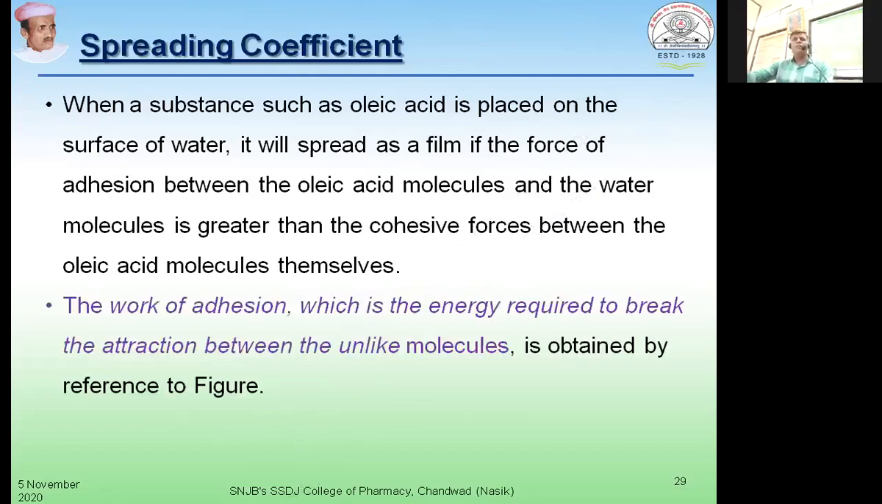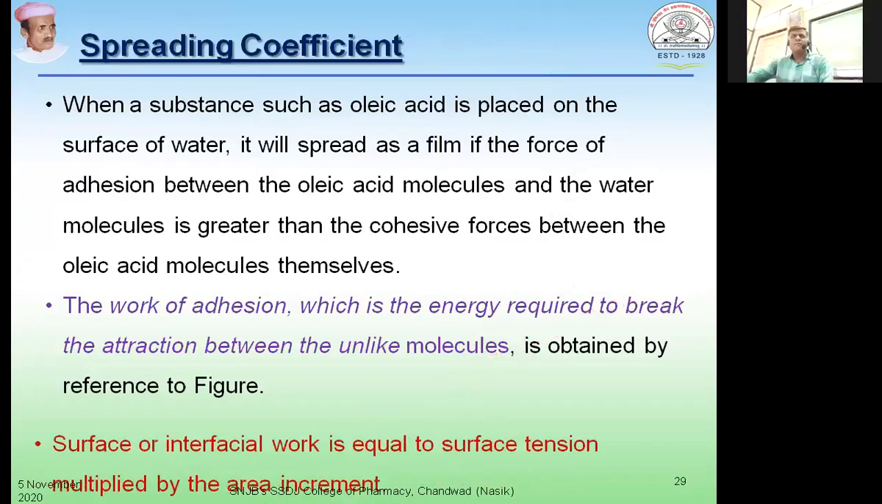So, if we want to understand this in terms of how much work we will have to carry out to separate the molecules of the spreading liquid from the molecules of sublayer liquid, we can understand it by knowing the work of adhesion which we will have to carry out. The work of adhesion is required to break the attraction forces between unlike molecules and is being obtained with reference to the figure.